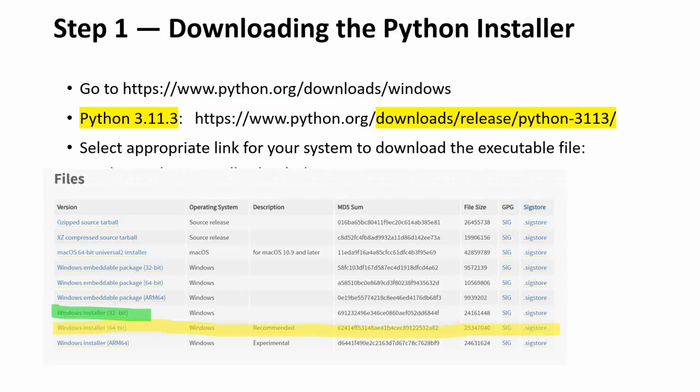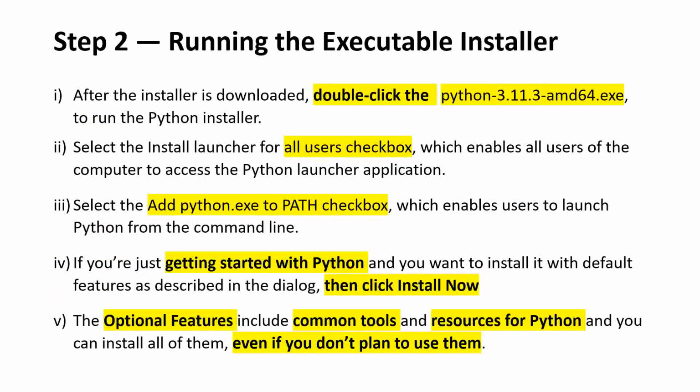In the web page at the bottom you will find the section Files. There are several installers there. Among them you have to select the 32-bit or 64-bit installer. Here I have selected the 64-bit installer. After downloading this installer, I have clicked that Python 3.11.3 AMD64 EXE.